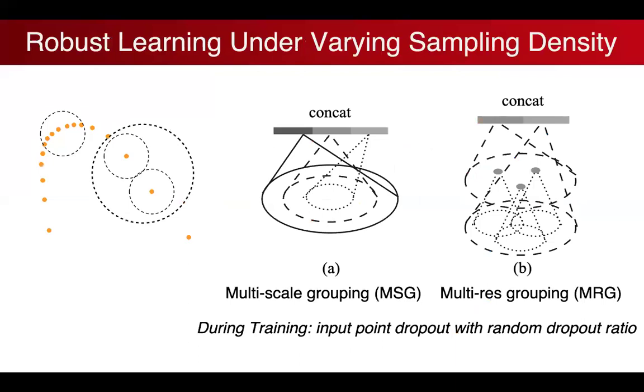So the idea to do robust learning under variable sampling density is to change the size of these local regions, not just within a hierarchy, but adaptively. Because before we had these local regions applied recursively at each layer and each level of the hierarchy. But here, the idea is that we want to have another operator, like this multi-scale grouping or multi-resolution grouping, that changes the size of the neighborhood that's going to be analyzed depending on the number of points.